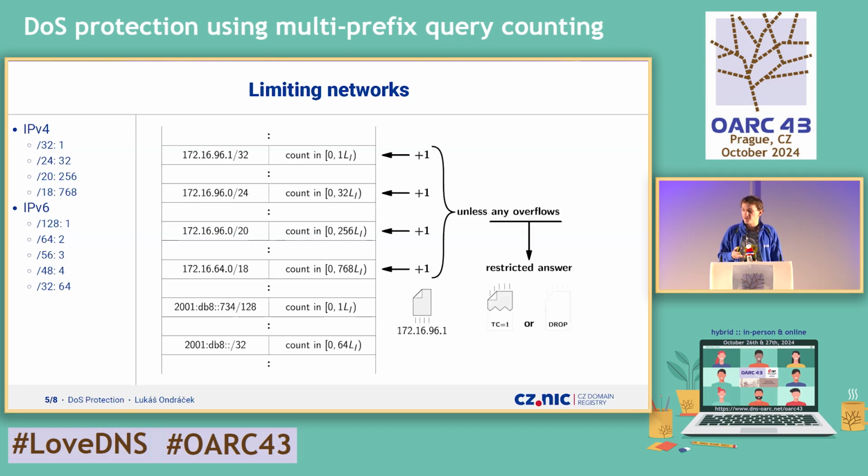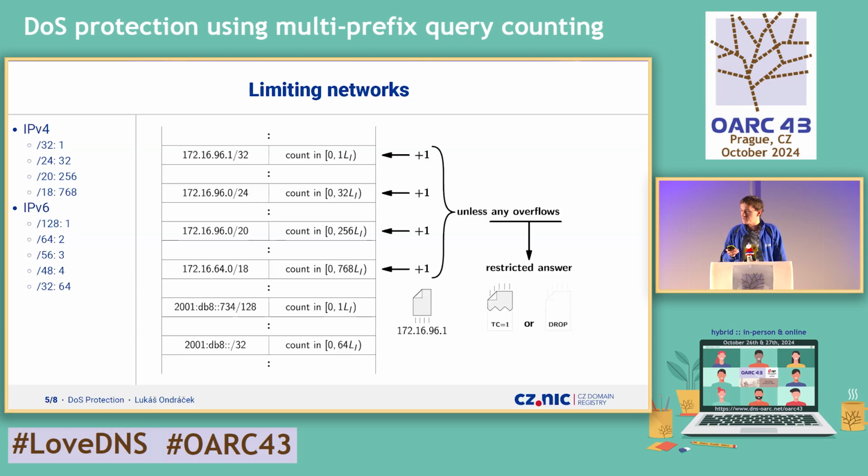So if any overflows, we do not increment the address, which is important because we don't want to count these queries in larger networks and possibly perform some restrictions there, and we don't want to count it in individual hosts because we don't need that information, and it would be a waste of memory. The other advantage is that for the restricted answers, we need only read-only access to the table, which is faster.